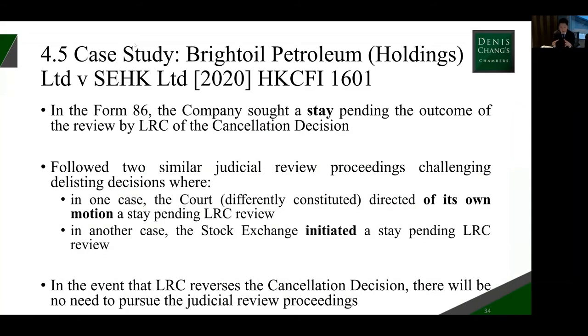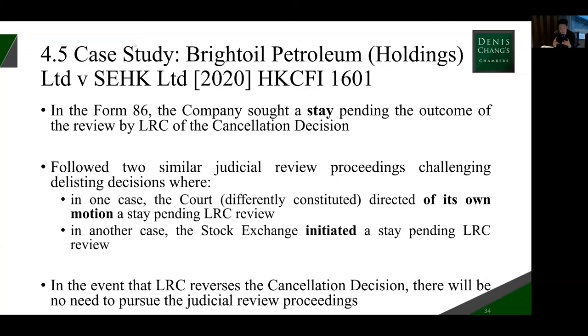So in the Form 86, that means the paper for commencing the judicial review proceedings, the company sought a stay pending the outcome of the review by the listing review committee. This step actually followed at least two similar judicial review proceedings challenging the listing decisions. I was told that there are some more, but as far as I know, there are at least two similar judicial review proceedings which took this step. In one of those cases, the court differently constituted, which was in fact Mr. Justice Keith Cheung, directed of his own motion a stay pending the listing review committee procedure. In another case, the stock exchange even initiated a stay pending the listing review committee procedure. So you will see that at the time when this judicial review was commenced, there was at least some reason why this route was taken.